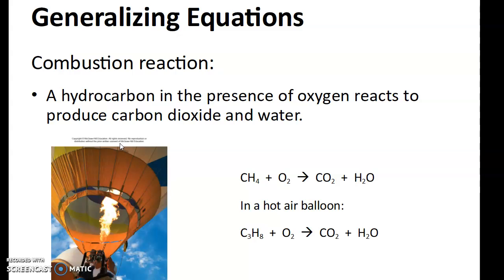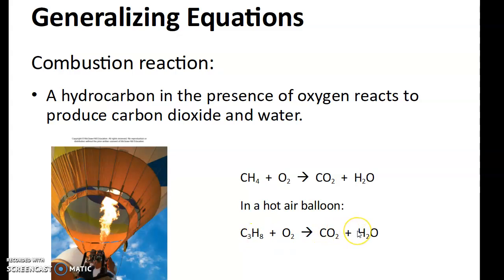Generalizing equations. The combustion reaction is the following. Anytime you have a hydrocarbon, in other words, carbon plus hydrogen, plus perhaps some other elements, that plus oxygen with a little delta here is going to be burned to form carbon dioxide and water. So in a hot air balloon, you have C3H8O2, and so this is not a balanced equation, is it? Because you've got 3 here. So you'd have to have about 3 here, okay?